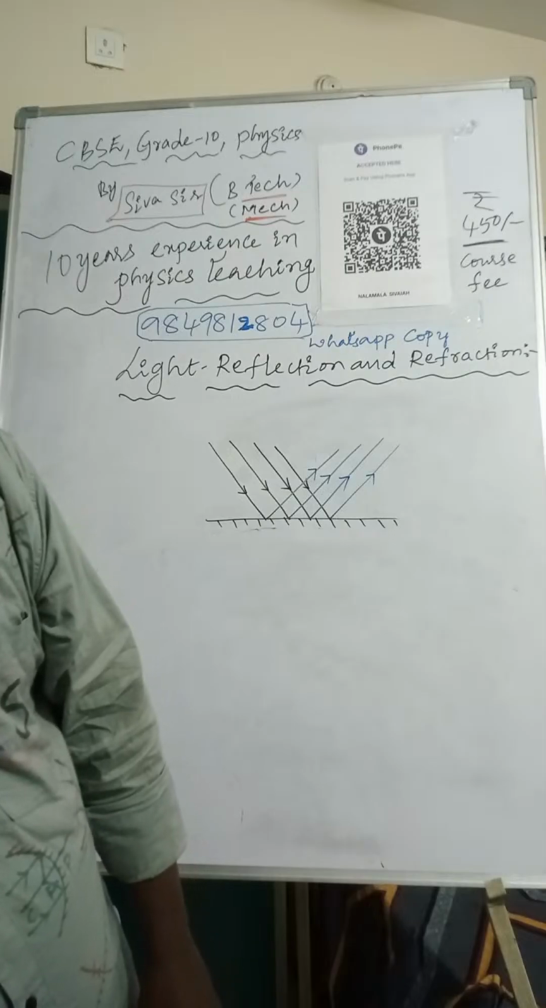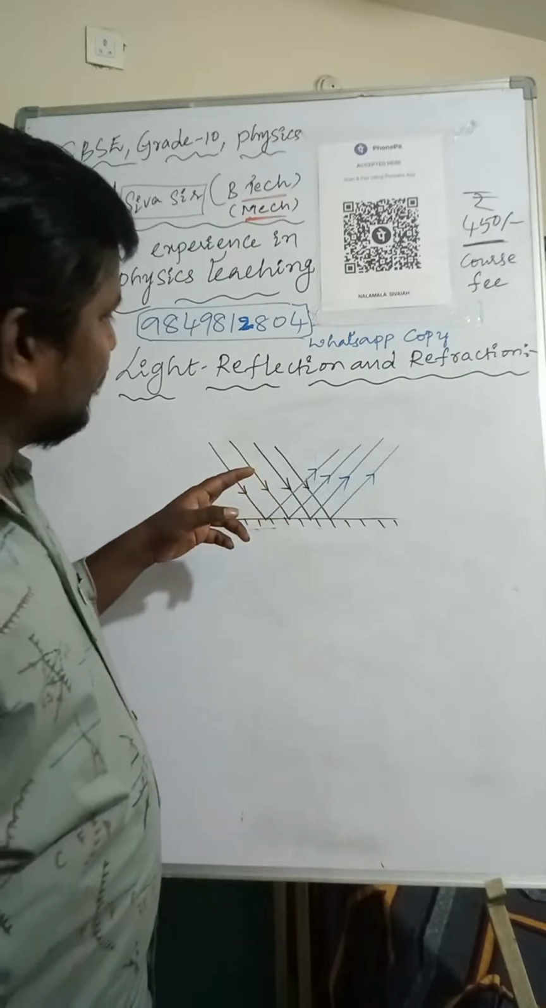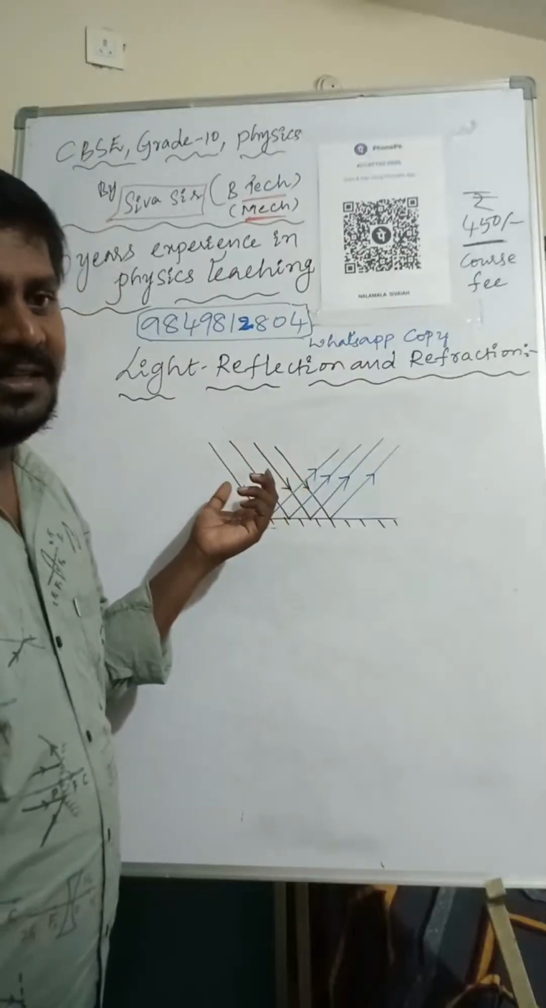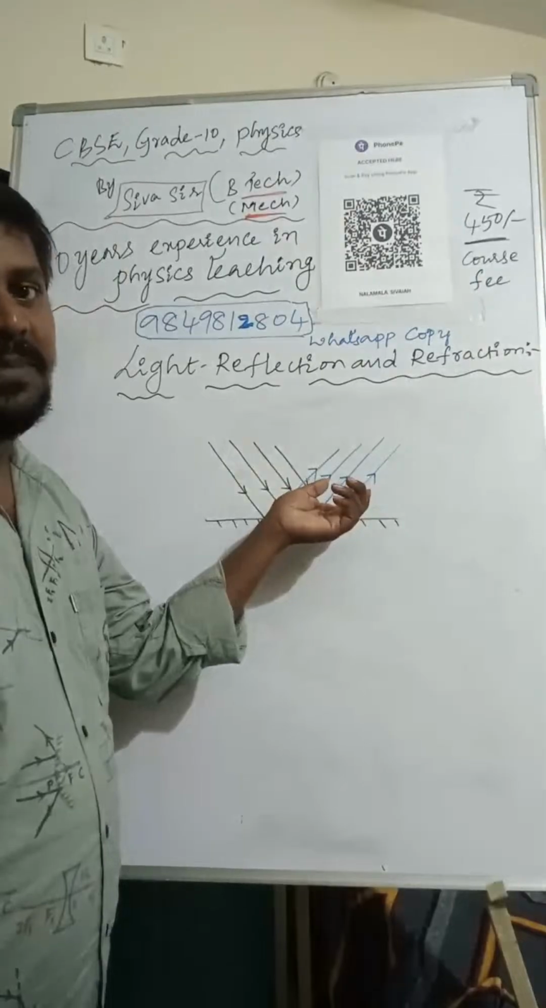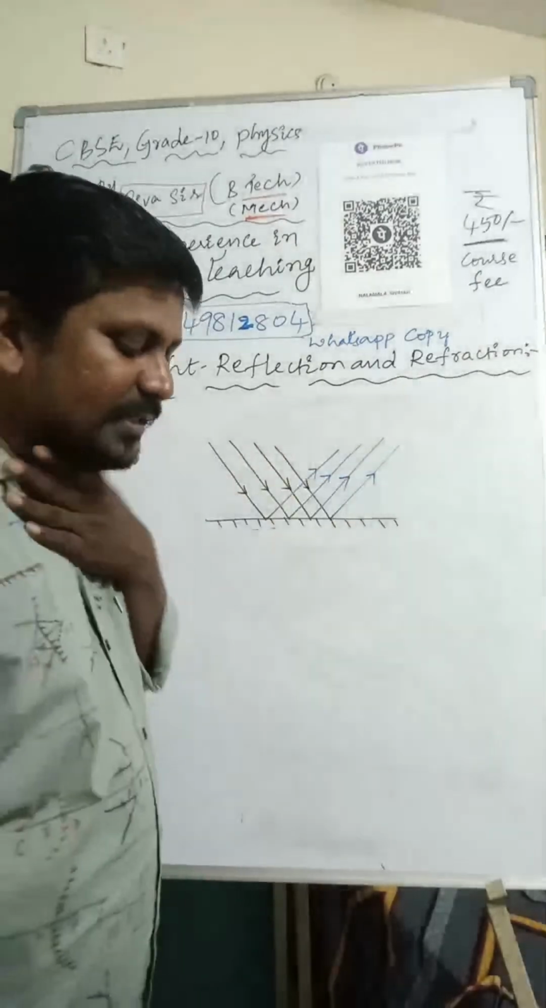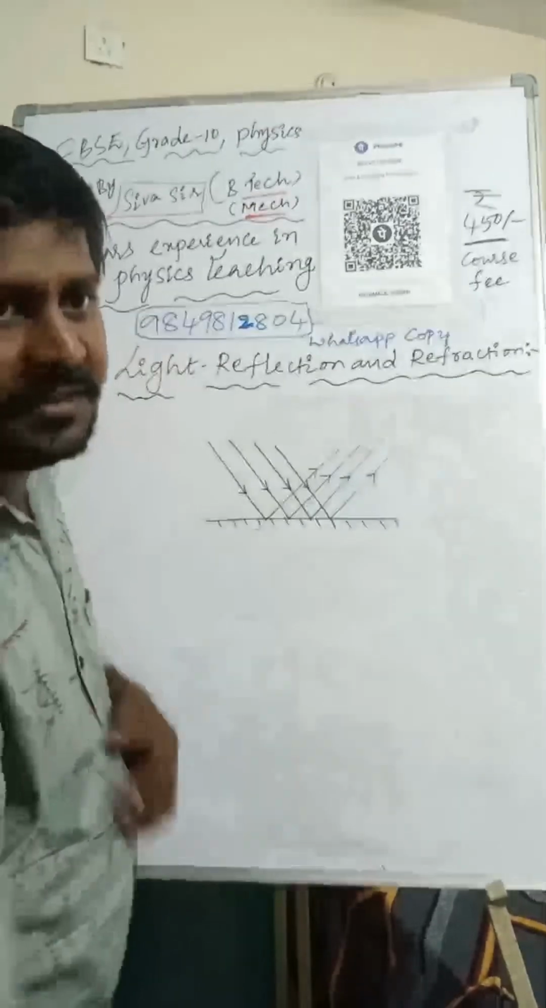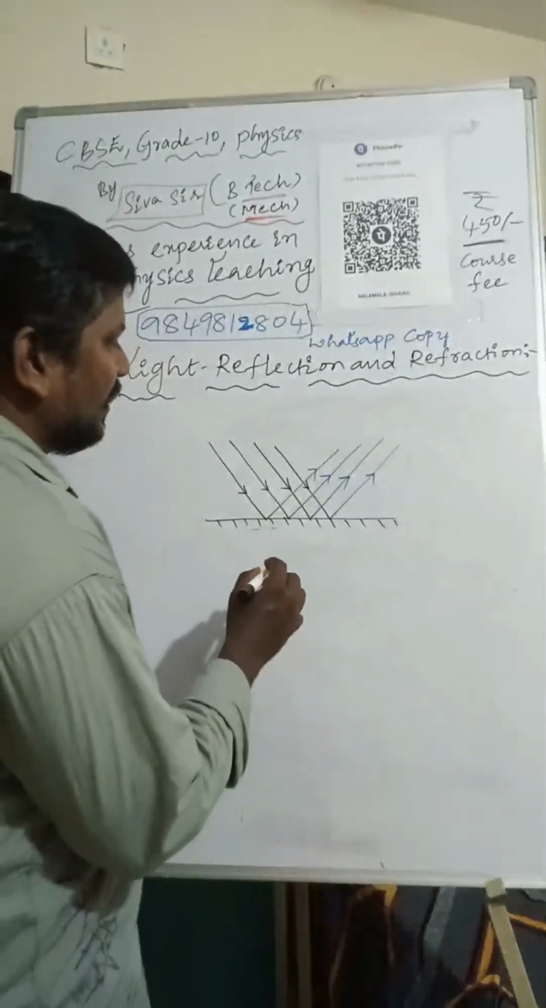You can observe on the screen. These are the incident rays, which are parallel to each other. The reflected rays are also parallel to each other. So this type of reflection is called regular reflection.